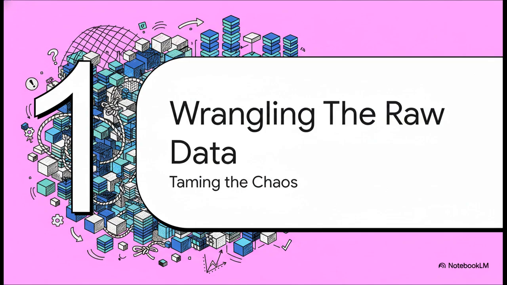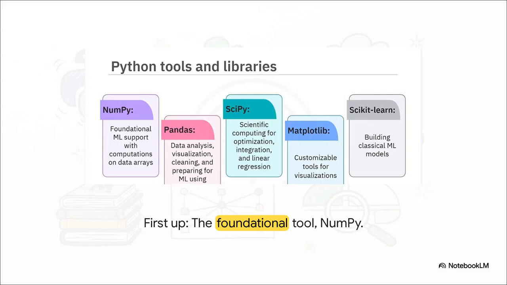First things first, before you can build anything cool, you have to get your hands dirty with the raw materials. In machine learning, that means data. And let me tell you, data is almost never neat and tidy. So this first step is all about wrangling that chaos. Okay, so let's get into our toolkit.